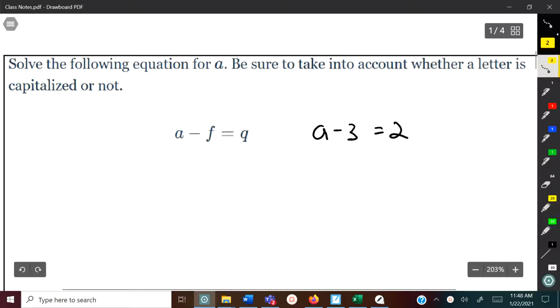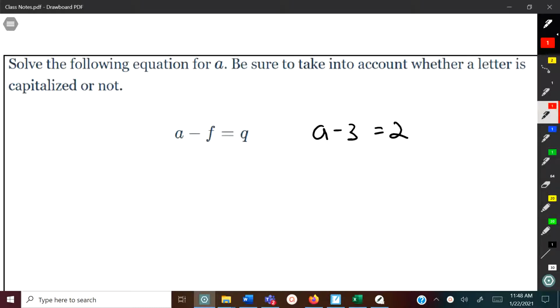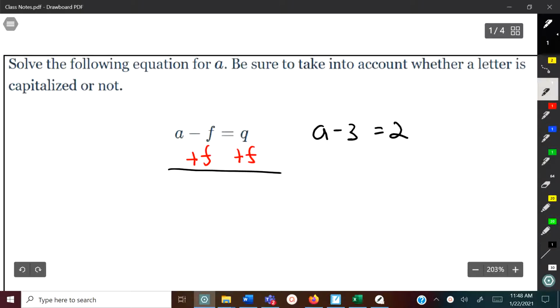What we want to do is the exact same thing we would do in solving this. We want to isolate the A by itself by adding 3 on both sides. Well, in this problem, we want to isolate the A by itself by adding F on both sides. The F's will cancel out, leaving us with an A. And here we've got Q plus F, and we can't compute that because we don't know what they are. So we're just going to say A is equal to Q plus F.